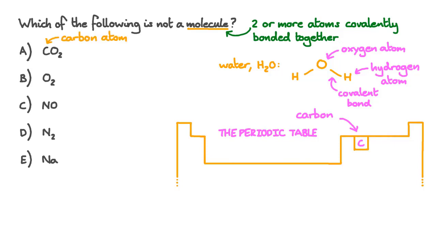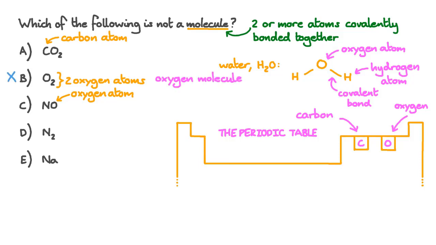So when we look at our formulas, we can see whenever we see a capital C like that, it indicates we've got one carbon atom. O is the symbol for oxygen. So where we see O, we know we're talking about an oxygen atom. And when we see a little 2, that means we have two of that thing. So O2 means two oxygen atoms. This is the symbol for an oxygen molecule, two oxygen atoms covalently bonded together. So we know it's not the correct answer because we're looking for something that's not a molecule.